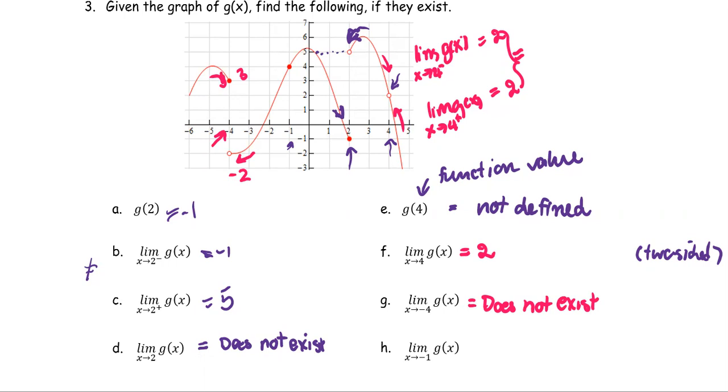The last one, the limit of the function g as x approaches -1. For the point -1, the left-hand side approaching the value 4, the right-hand side approaching the value 4 as well. So in this case, the two-sided limit of g as x approaches -1 equals 4.